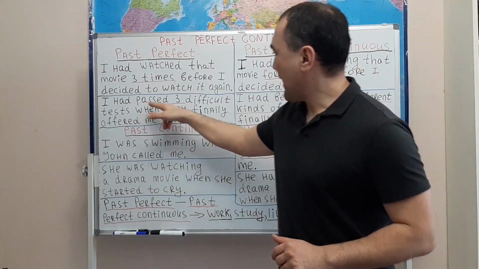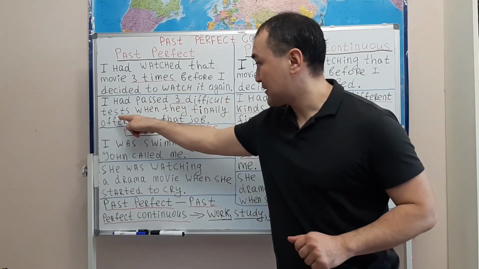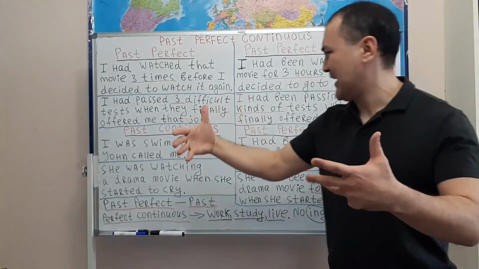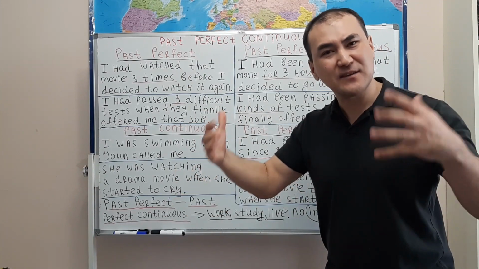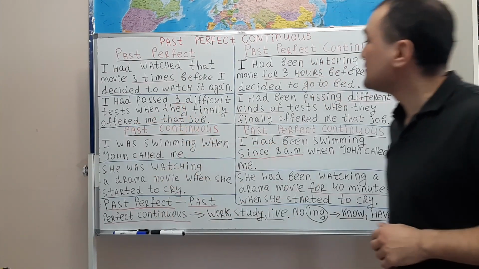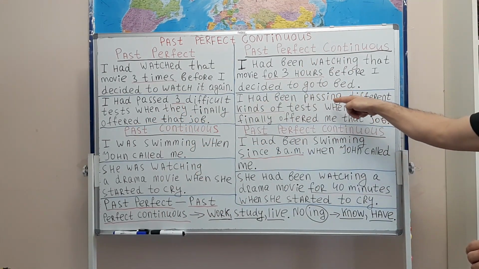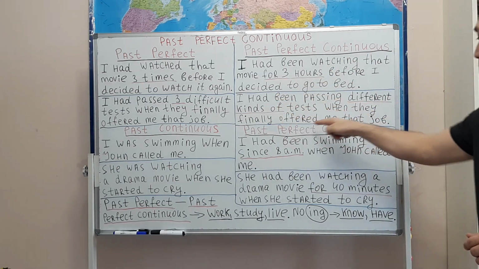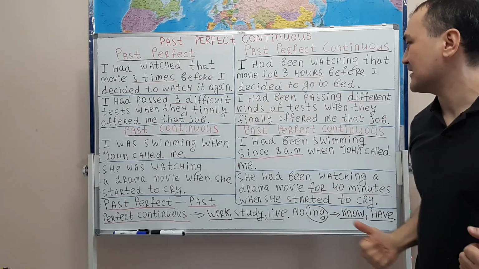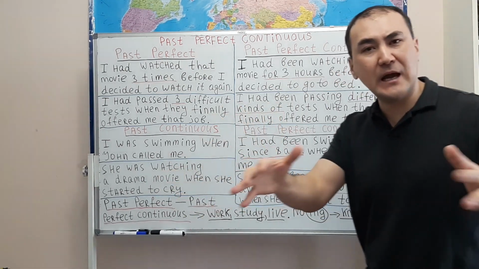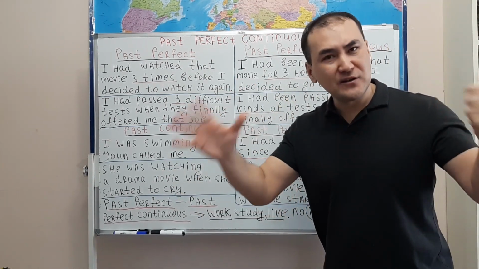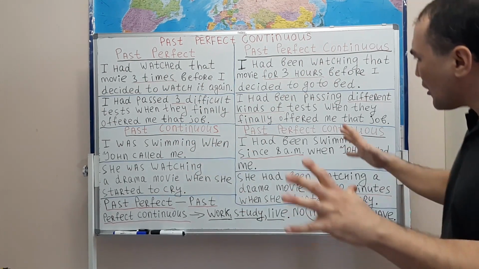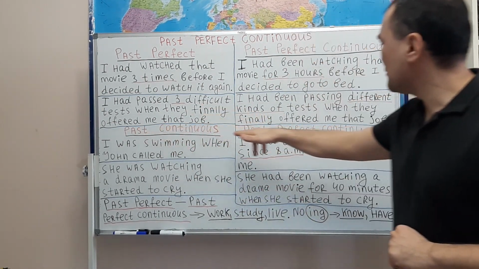Okay. I had passed 3 difficult tests when they finally offered me that job. How many tests? Exact number. 3 difficult tests. I had been passing different kinds of tests when they finally offered me the job. Different kinds of tests, right? So you can use anything except an exact number or exact quantity of something. All right? Okay then.